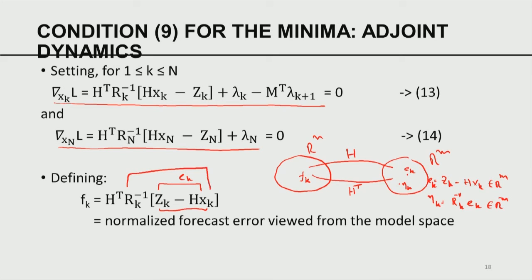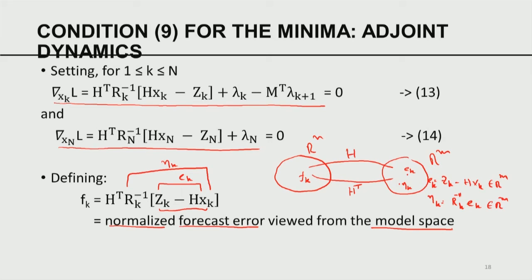This is eta of k. H transpose eta of k is f of k. I hope that's clear. Therefore, we can interpret f of k as the normalized forecast error. So zk minus h of k is a forecast error. Dividing by rk minus 1 is a form of normalization or weighting. And multiplying that on the left by h transpose, I am transferring from the observation space to the model space. Therefore, f of k is the normalized forecast error viewed from the model space.